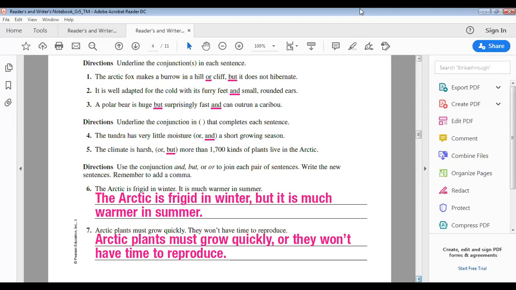Arctic plants grow quickly. They won't have time to reproduce. Arctic plants grow quickly or they won't have time to reproduce.